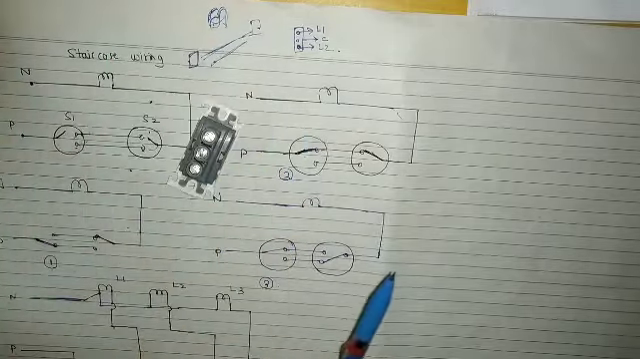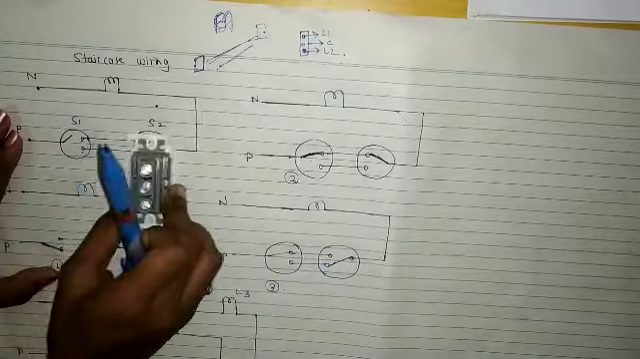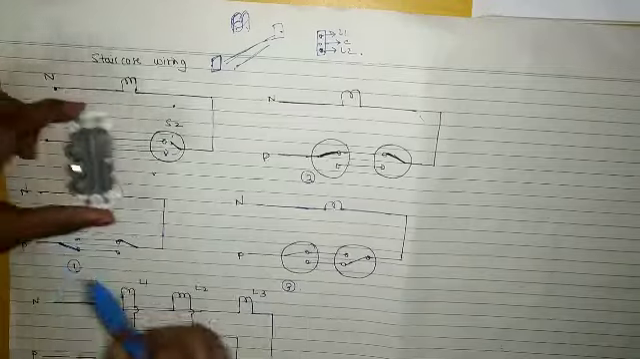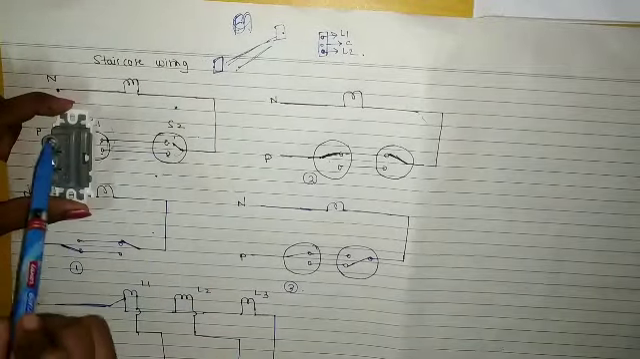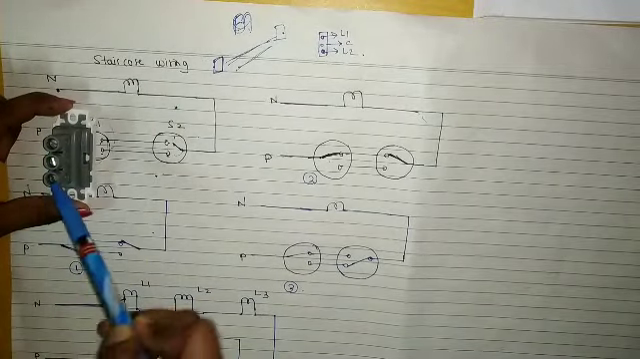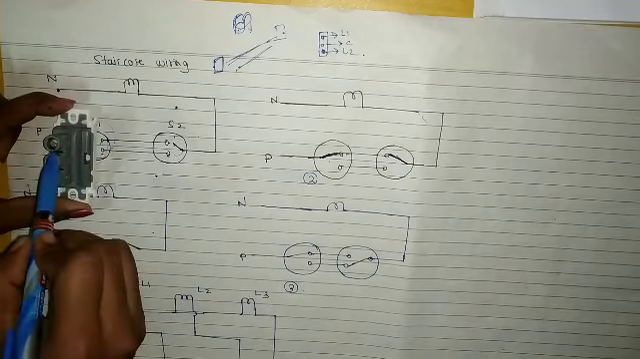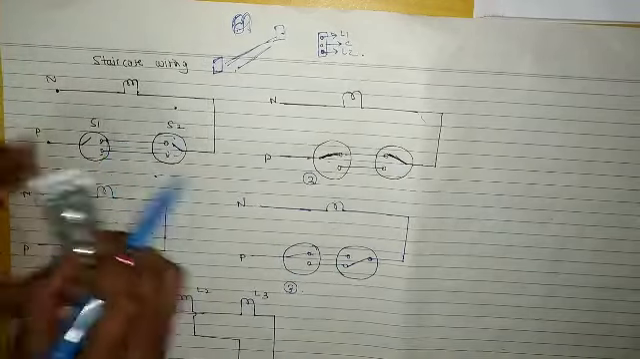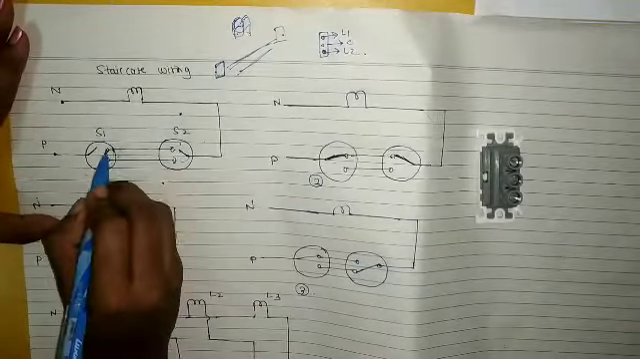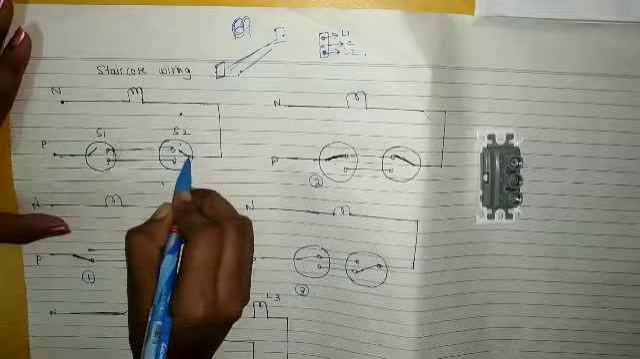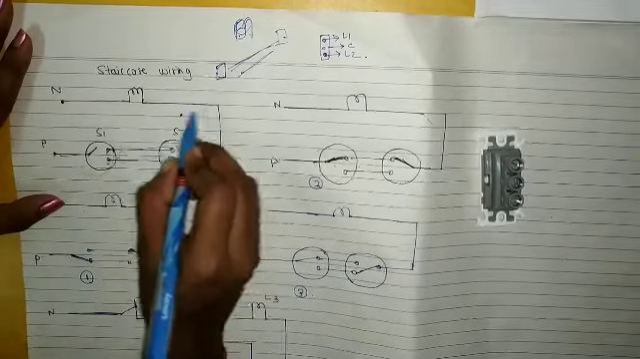So now just see here, we have 2 switches here, right? These are the 2 switches. So this is the first switch, this is the second switch. So these 2 points, this and this, the center one is the common point. These 2 points are joined together, and this common is given to the phase, and this side is given to the bulb.